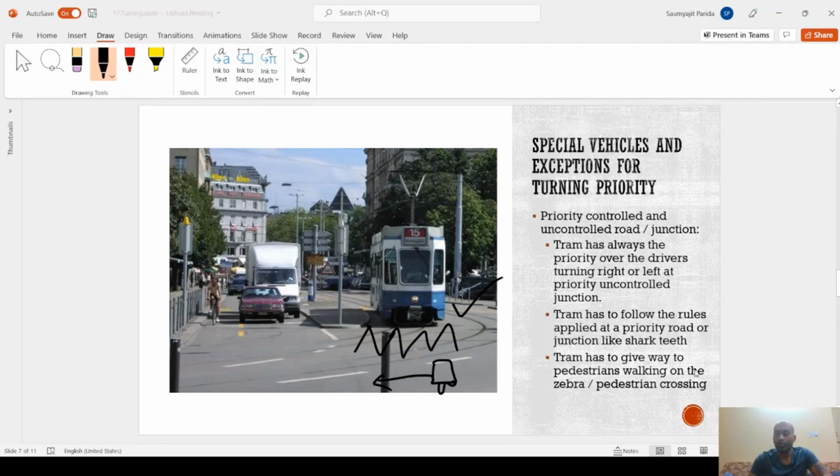The tram has to give way to pedestrians walking on the zebra crossing and pedestrian crossing. This is a very generic rule: on a pedestrian crossing or zebra crossing, the tram has to give priority. Please remember this one is very important, and also this one, and also this one. This is for the non-priority road and this is for the priority junction.